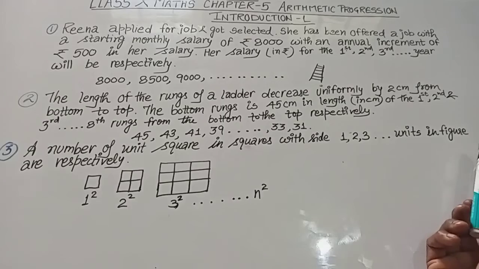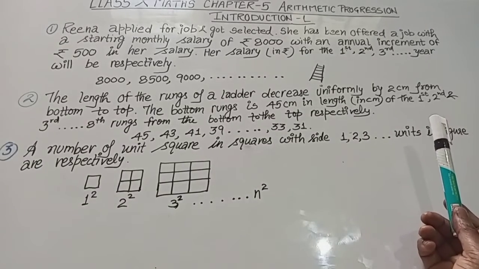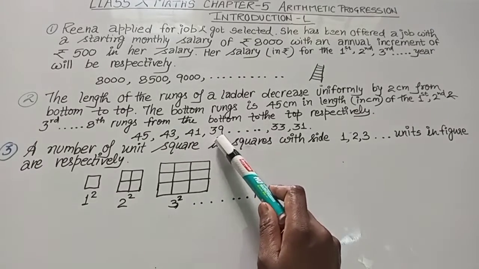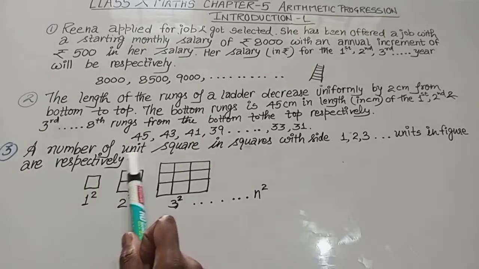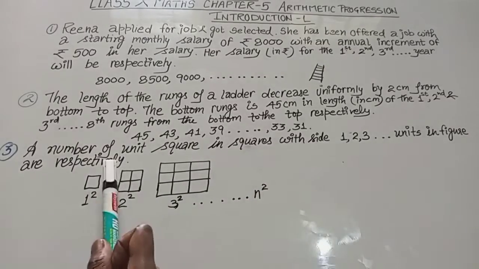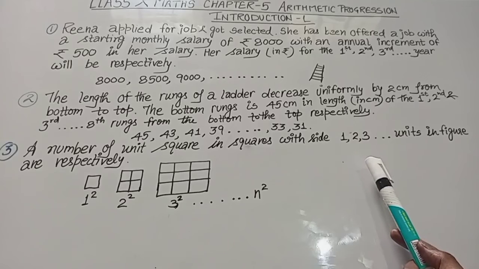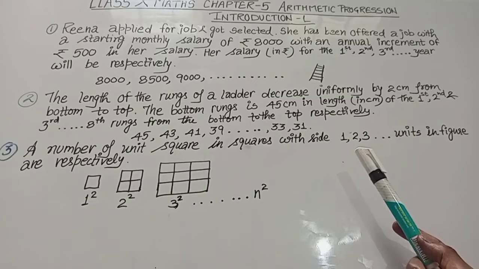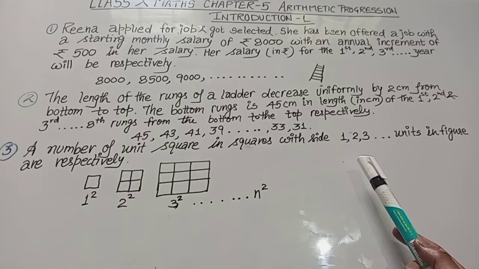Next, in the second, the length of the rungs of a ladder decreases uniformly. So here it also decreases, so there is a minus. The length of a rung decreases uniformly from bottom to top: 45, 43, 41, 39, 33, and 31. The third is the number of unit squares in a square with side 1, 2, 3 units in a figure, which are respectively 1 squared, 2 squared, and 3 squared. So in these three examples some pattern is followed. But in this chapter we have to learn arithmetic progression.